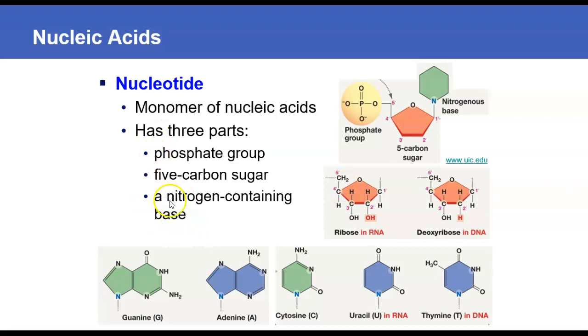Then finally, the third part of a nucleotide is a nitrogen-containing base. Sometimes it's referred to as nitrogenous, just meaning it contains a nitrogen. There are 4 different bases for each type of nucleotide, with a total of 5 bases. Guanine, adenine, and cytosine are common to both RNA and DNA. Uracil looks a lot like thymine, because they're almost the same except for this methyl group. We're going to see that uracil pairs with ribose, and thymine is only with deoxyribose. So that is the monomer.